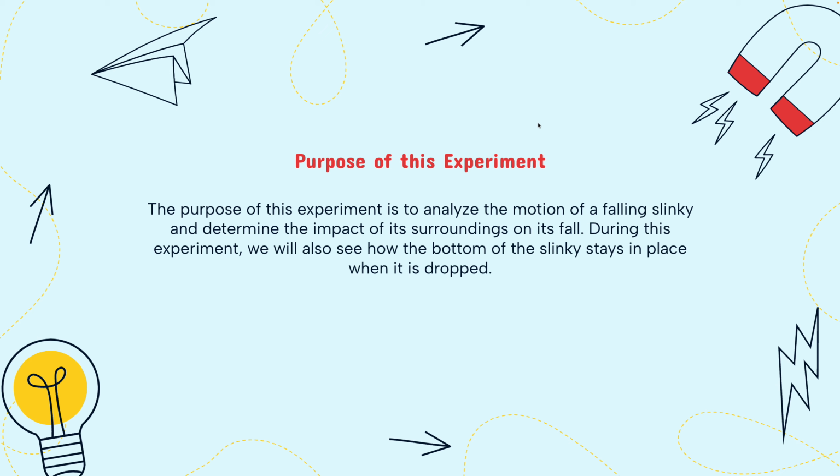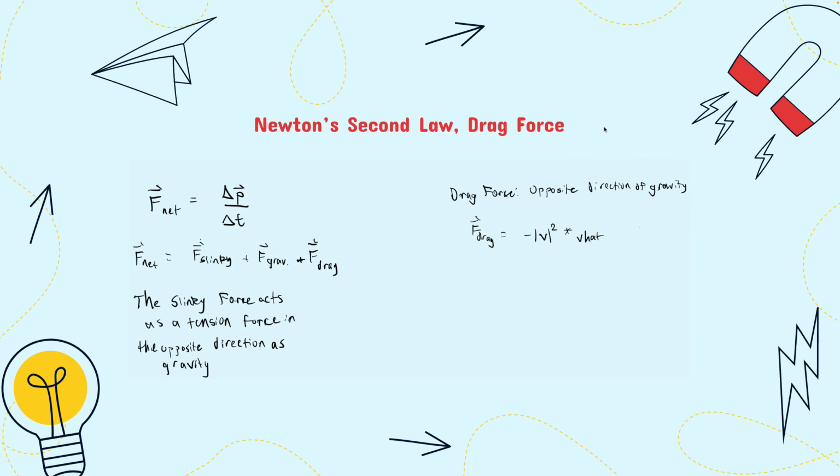So the purpose of this experiment is to analyze the motion of a falling Slinky and determine the impact of its surroundings on its fall. During this experiment, we'll also see how the bottom of the Slinky stays in place when it is dropped.